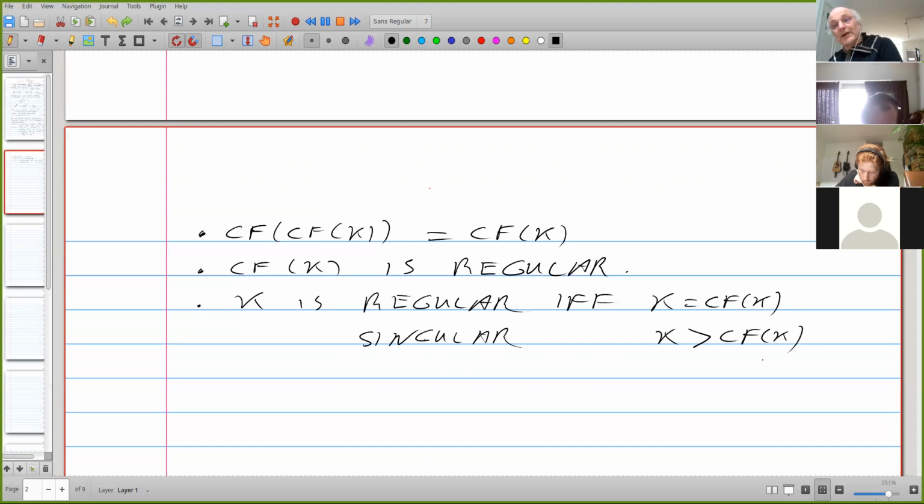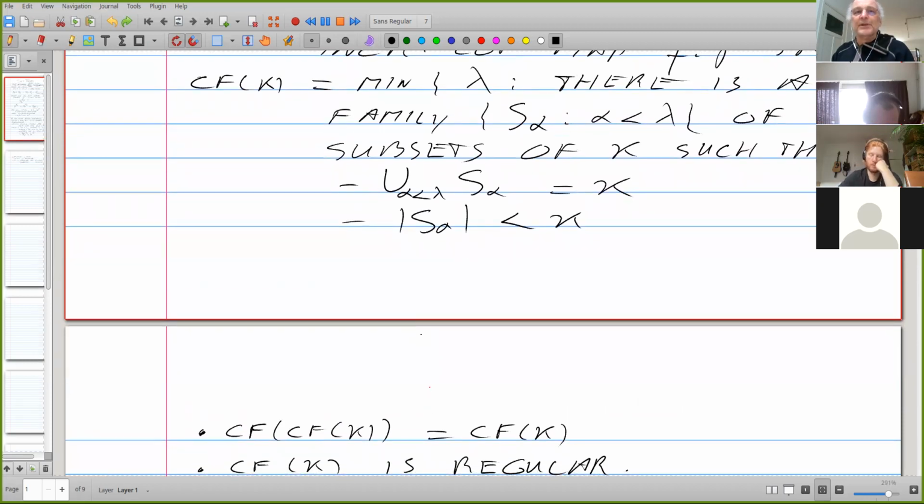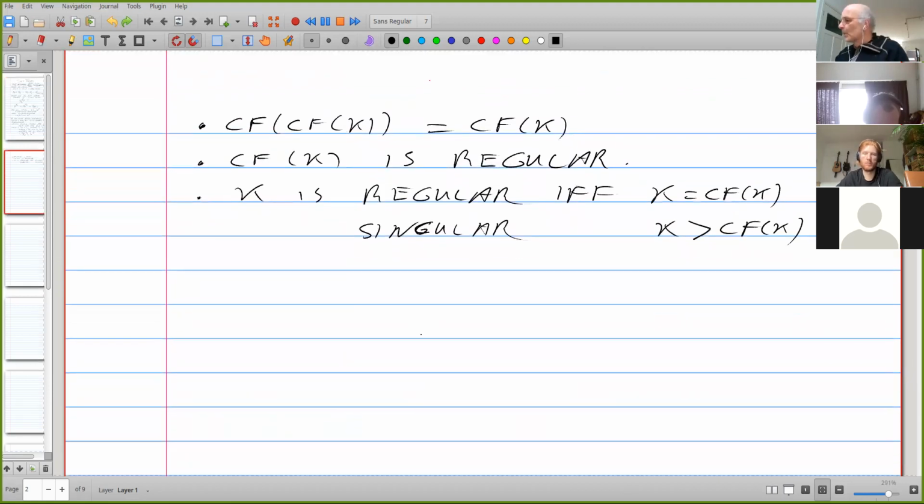And of course, we say regular if the cofinality is equal to kappa itself, and singular if the cofinality is smaller than kappa itself. This is usually the way that people talk about regular and singular cardinals. The cofinality is equal to the cardinal itself, or the cofinality is smaller. And occasionally we will use the union of subsets formulation. All right.